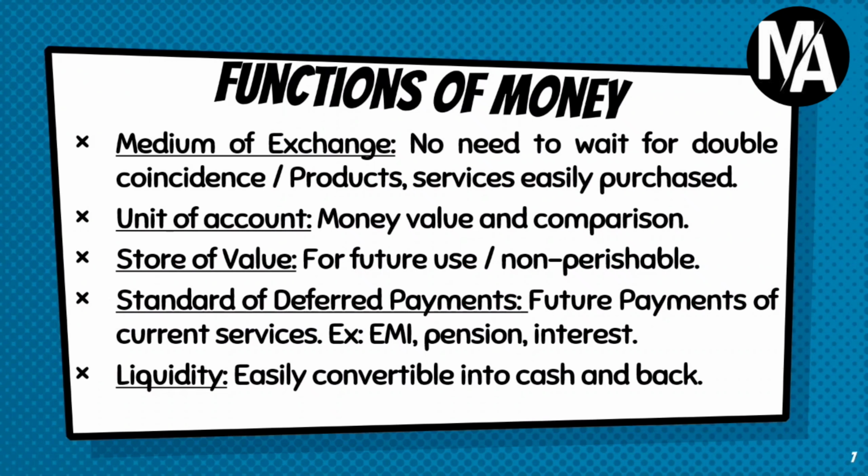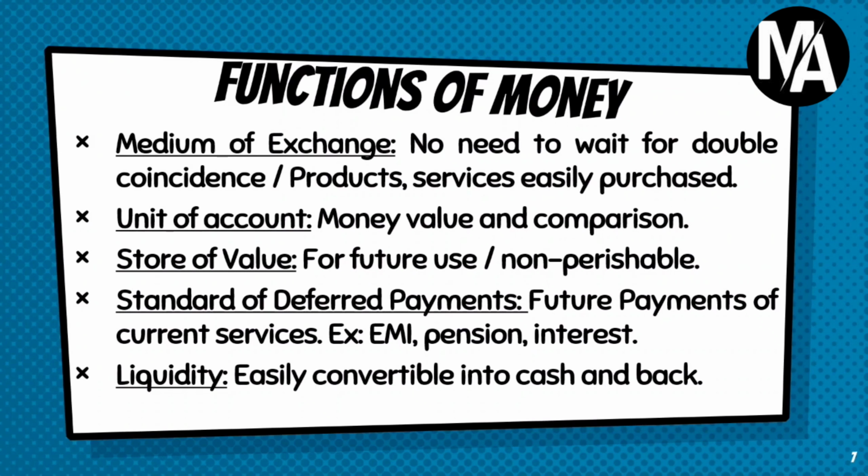The next function of money is store of value. As I have already explained in the definition, money can be easily used for future use. Money does not get rotten or spoiled, and money is non-perishable, which means you can easily store it in any form you like, either in the form of cash in your wallets or in the form of digital currency or even in your bank accounts.